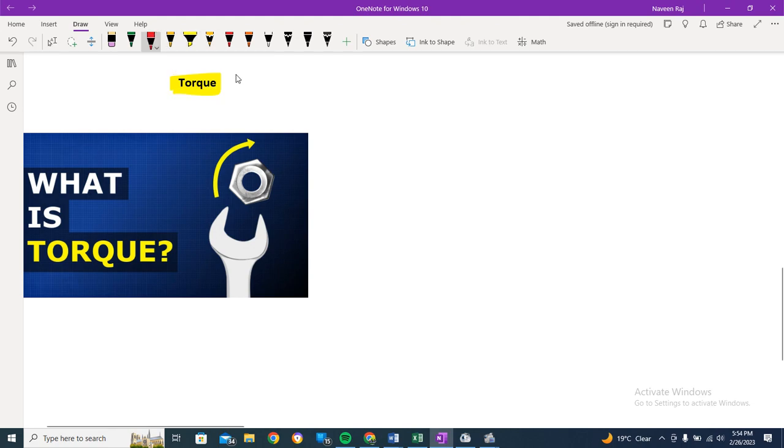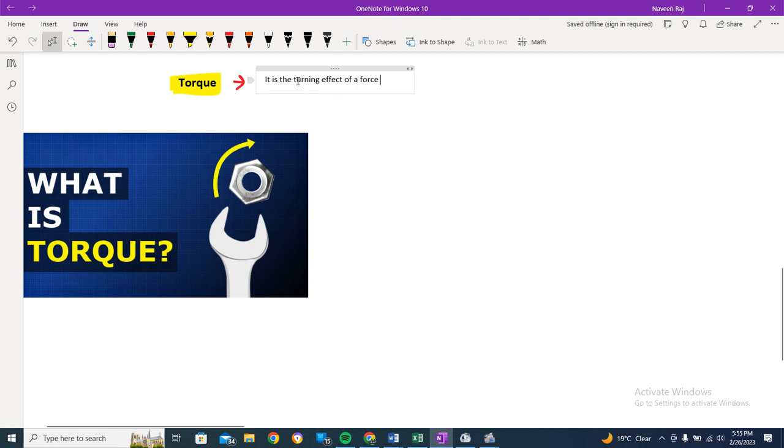Torque is a kind of force. A force has a lot of types. It can be gravitational force, it can be kinetic force, or it can be torque. We can simply describe what torque is: it is the turning effect of a force. Let me write the statement simply. Torque is the turning effect of a force.